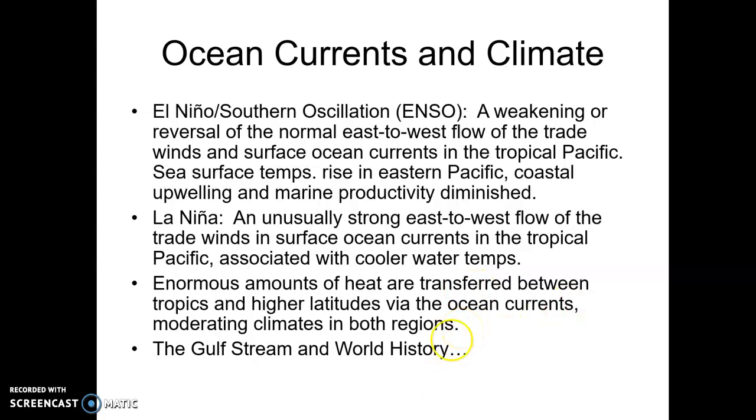When you think about ocean currents in the broadest sense, enormous amounts of heat are transferred between the tropics and higher latitudes via the ocean currents, moderating climates in both regions. And perhaps the most important one of all is the Gulf Stream. So remember the thermohaline circulation diagram, and you bring all this very saline, very warm water up into the high latitudes, causing an enormously powerful zone of sinking, all right?